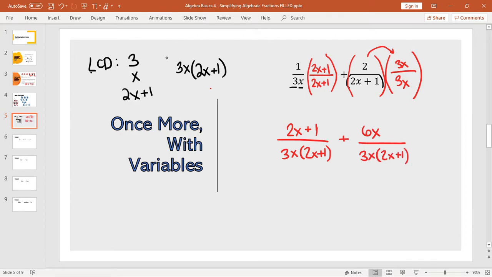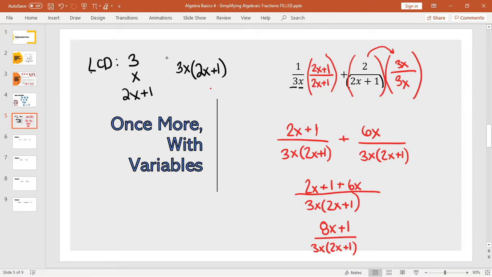Okay. And then we can put this all over 1 denominator. And I guess I'll write it out. There we go. And now your last step is to just make sure that you can't combine anything. Do you see any like terms that you can collect? Yeah, 2x and 6x can combine, and my final simplified answer is going to be 8x plus 1 over 3x times 2x plus 1.